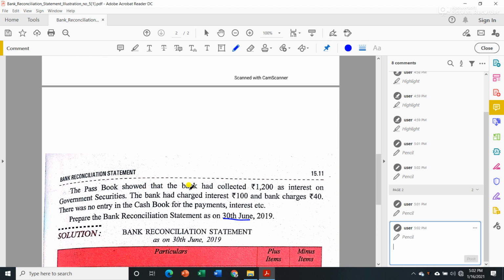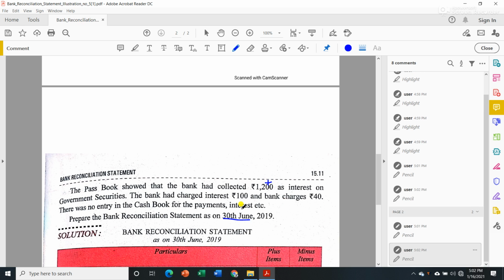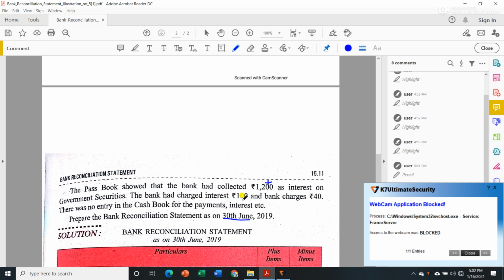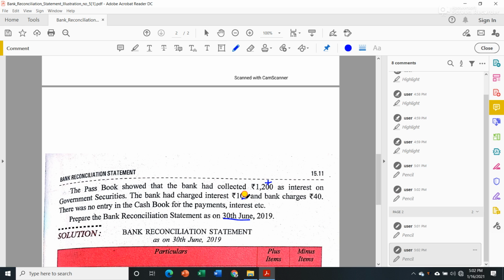Then next, let us see. The passbook showed that the bank had collected 1,200 as interest on government securities. So the passbook is showing that we received, which means in the cash book also we have to show that we have received. So we have to add this one. Then the bank had charged interest of 100, means they deducted 100 from our bank, so we have to deduct this from our cash book. Then bank charges of 40 also, so again this one will be minus. There was no entry in the cash book for payments or interest, etc.